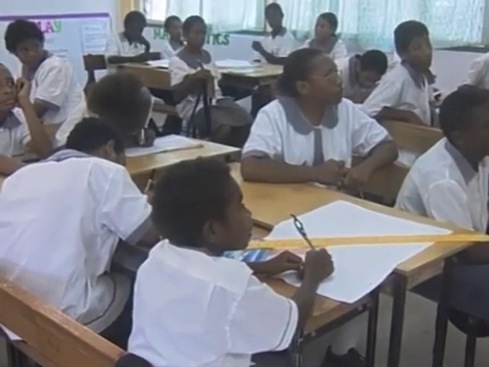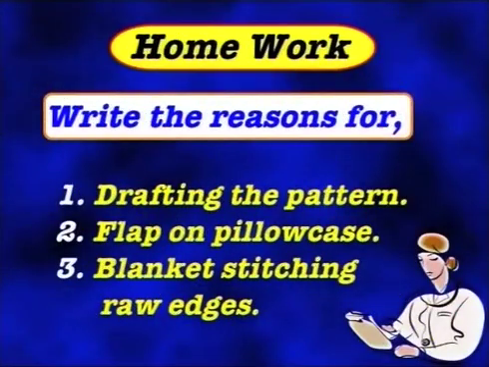Now we have homework for us to do. I will give you enough time, class, the receiving school students, to get that homework copied quickly into your book. Probably we just have one person from each group, the recorder, if you can write down that homework for all your friends in your group. One, it says write the reasons for 1, drafting the pattern. 2, having flap on pillowcase, and 3, blanket stitching raw edges.